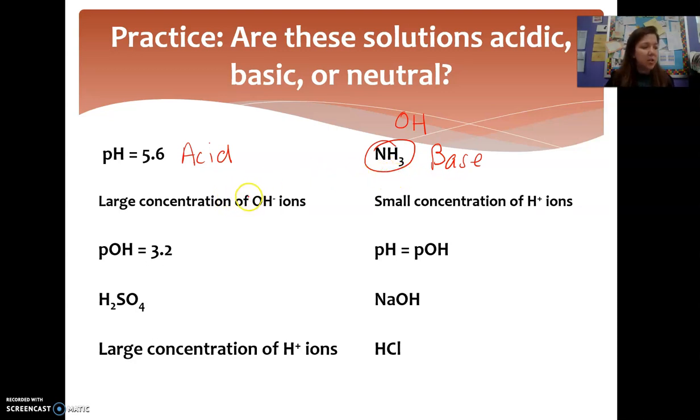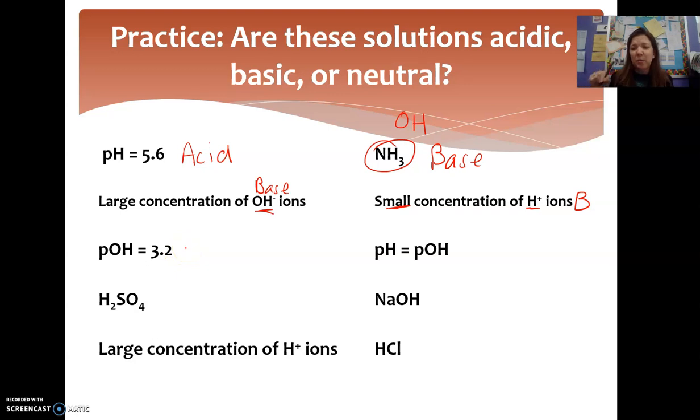All right, large concentration of hydroxide ions, acid or base? It's a base. We said large concentration of hydrogen ions is an acid. A large concentration of hydroxide ions is a base. So if you have a small concentration of hydrogen ions, are you acid, base, neutral? Anyone? Okay. You would also be a base here because a base has a high hydroxide concentration and therefore a low hydrogen concentration.